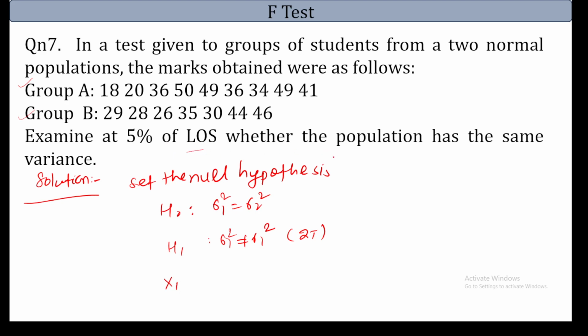Whether the population had the same variance or not. So they are not asking whether one group is getting more or less. They are asking just to check whether the variance is the same or not. So we have to start with the null hypothesis. We'll assume it's the same variance. Then we'll go for the alternate hypothesis.